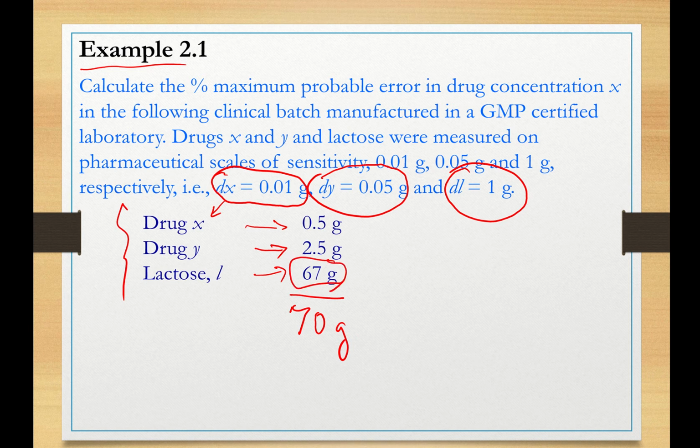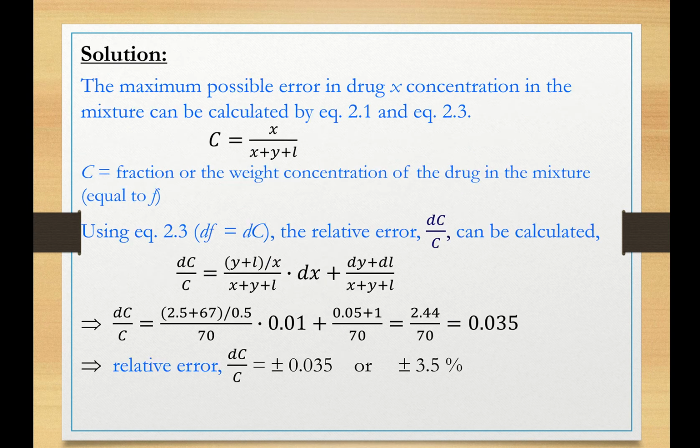To calculate the percent probable error, the maximum potential error in the drug concentration, we simply use equation 2.3, coupled with equation 2.1, since we may need this number here. So that would be 0.5 over 70 grams, right? So that would be 0.007, unitless. So in reality, it is grams per gram.